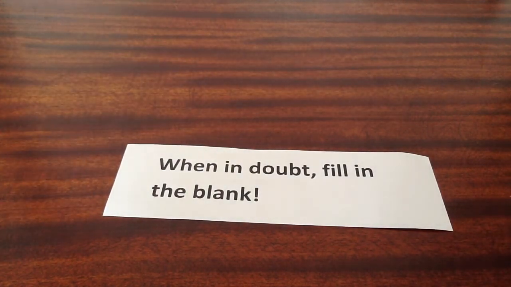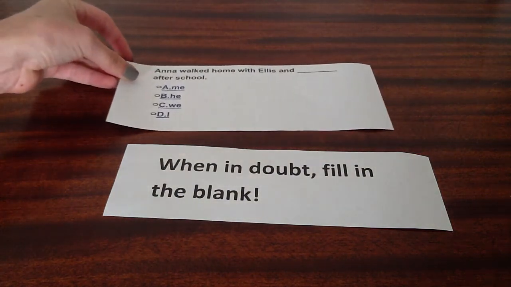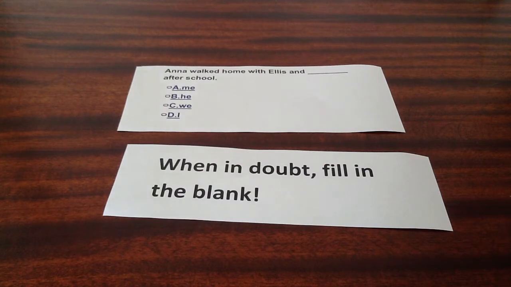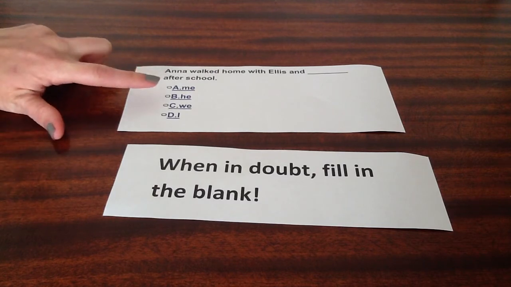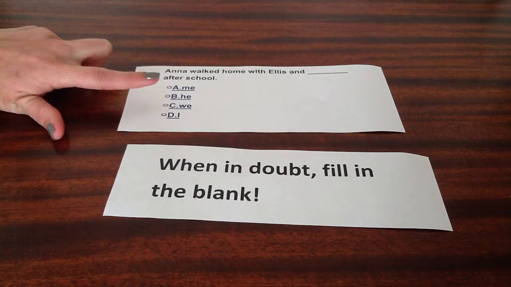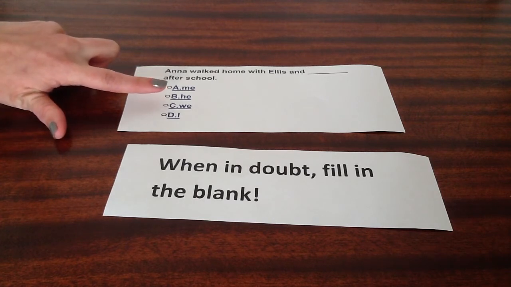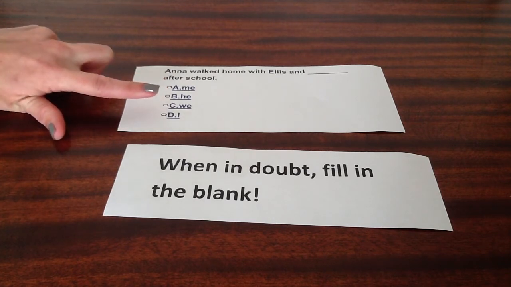You can do this with other questions too. If you're not sure, just fill in the blank. Anna walked home with Ellis and blank after school. Walked home with Ellis and me. Well, that sounds right. You know, I can walk home with someone and someone else. Me, I can walk home with me. Yeah, that sounds right. What about this one?